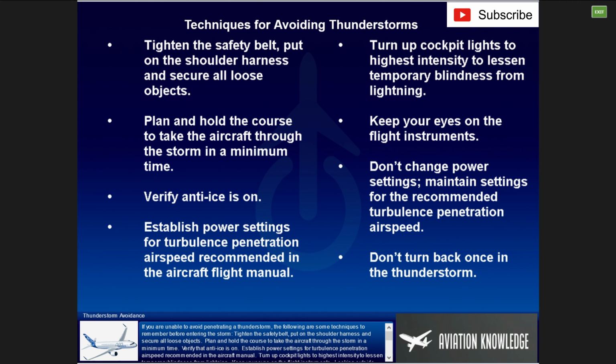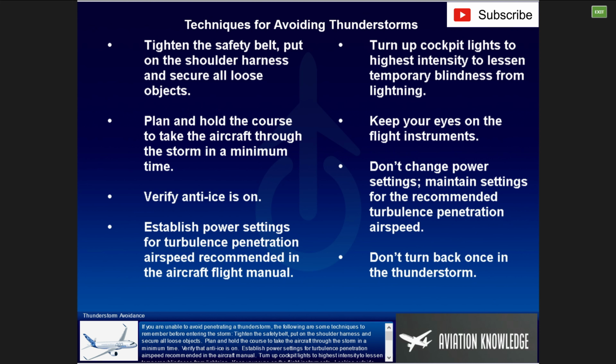If you are unable to avoid penetrating a thunderstorm, the following are some techniques to remember before entering the storm. Tighten the safety belt. Put on the shoulder harness and secure all loose objects. Plan and hold the course to take the aircraft through the storm in a minimum time. Verify that anti-ice is on. Establish power settings for turbulence penetration airspeed recommended in the aircraft manual.